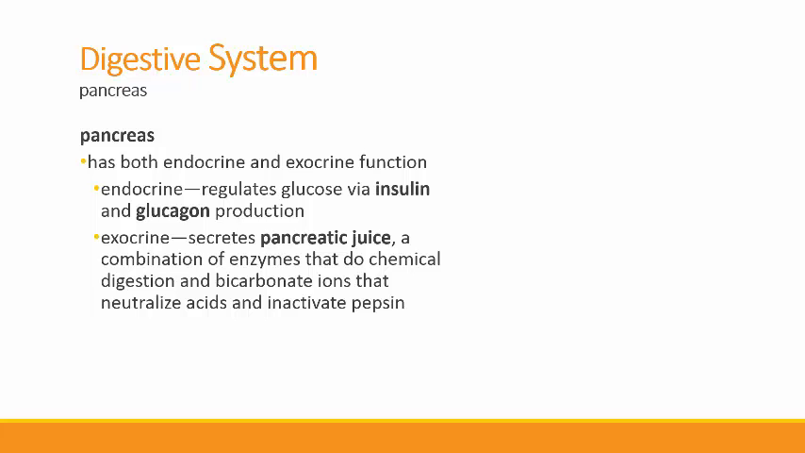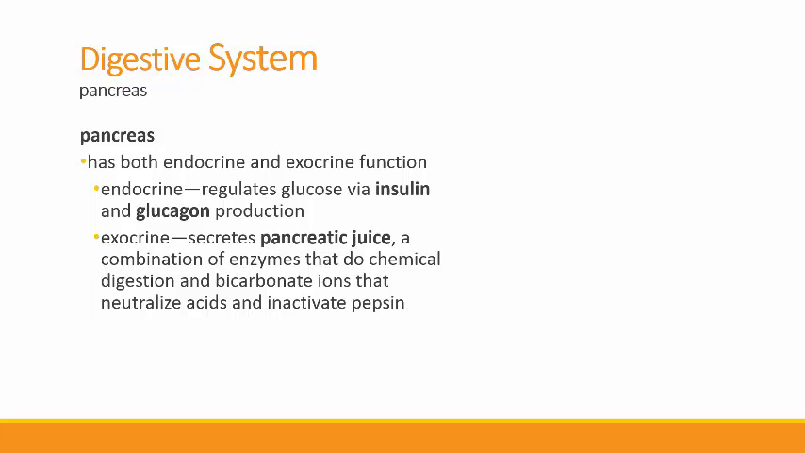We haven't talked much about the endocrine function, although we have had some conversations about its role in regulating blood glucose by the production of insulin and glucagon. What we're going to talk about most in this chapter, though, is its exocrine function and the pancreatic juices that it secretes.